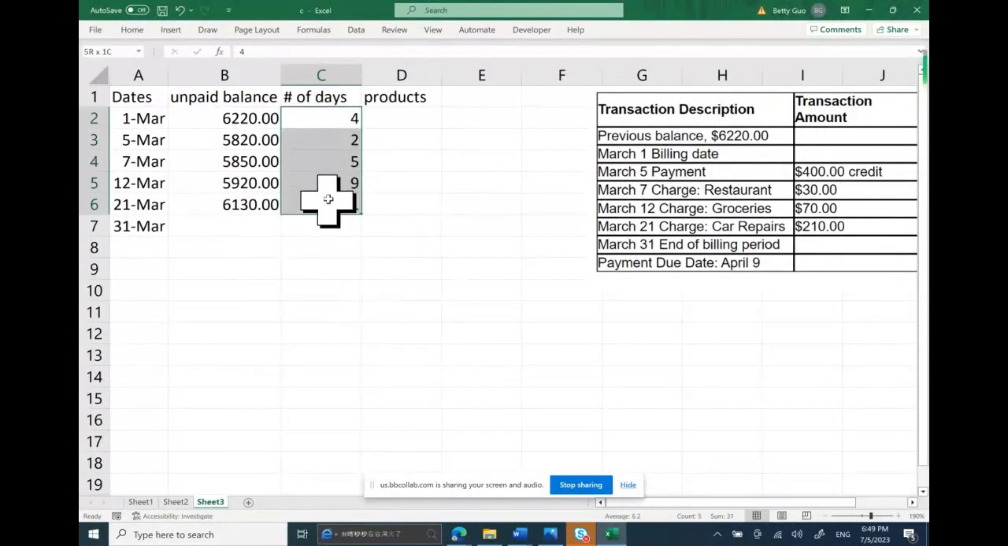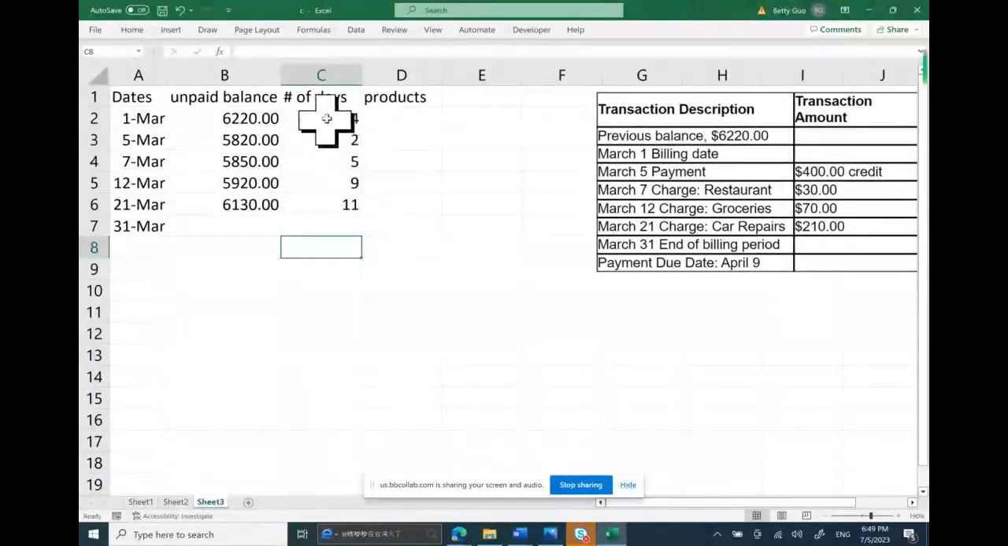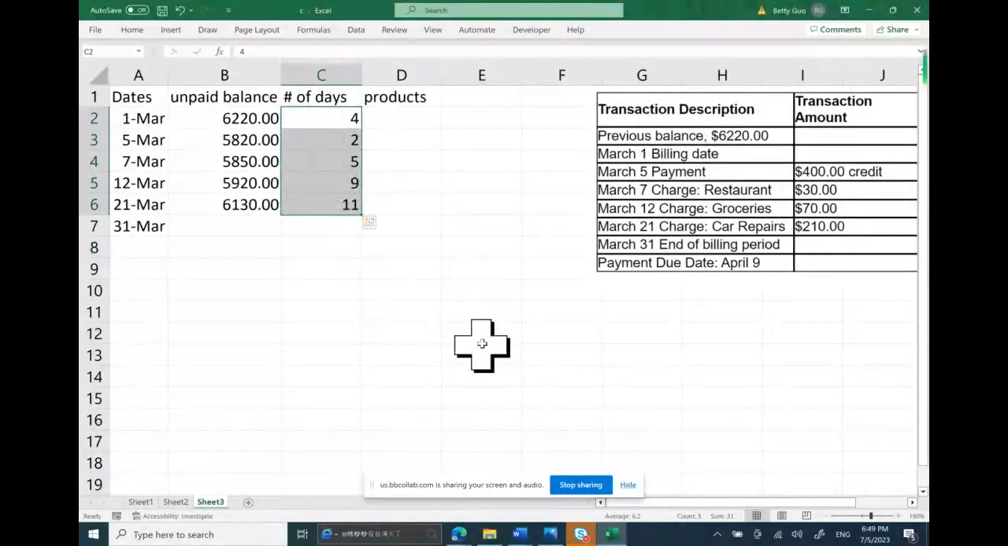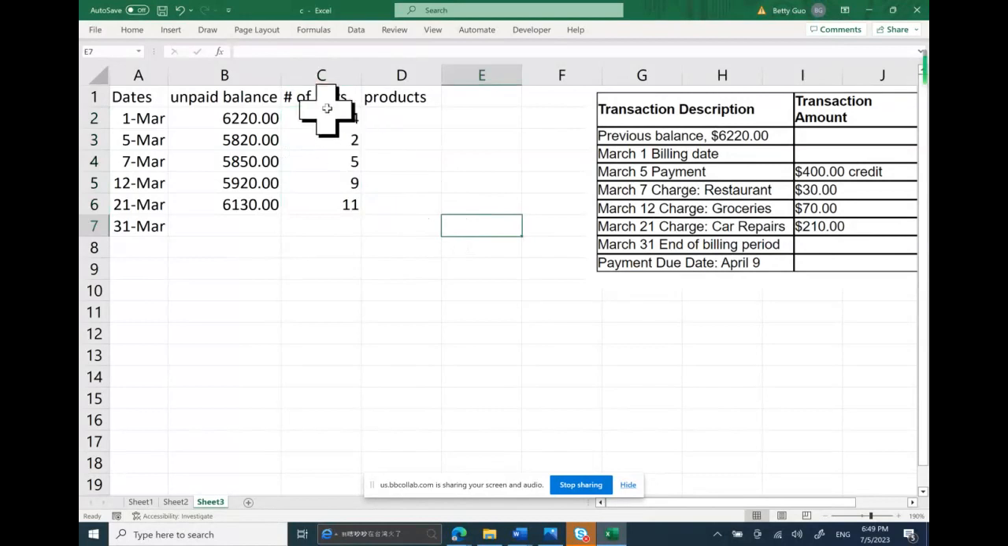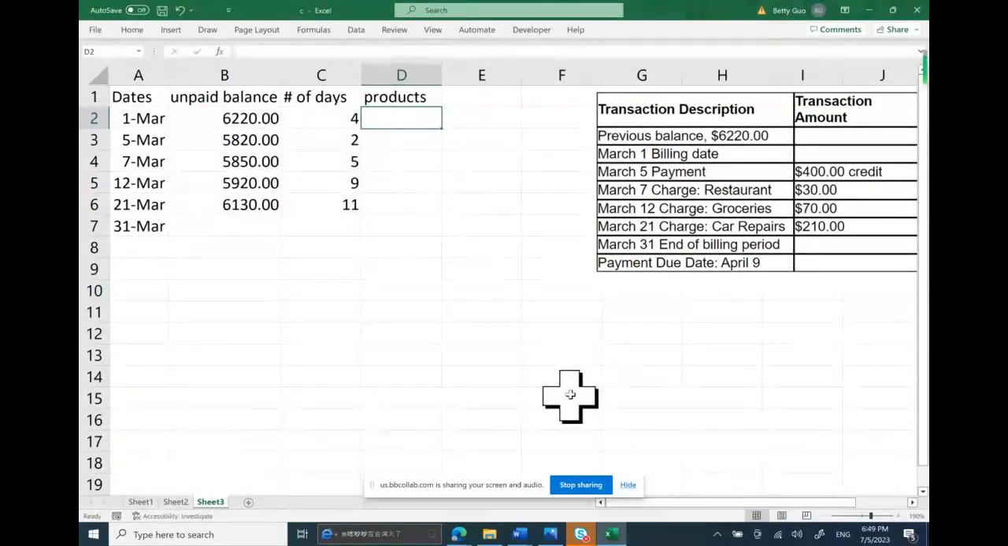Those numbers are supposed to add up to 31. You have to be careful. Those numbers are supposed to add up to the number of days in a month. Yeah, 4 plus 2 is 6 plus 5, 11 plus 9, 20, 20 plus 11, 31, right? If they do not add up to the number of days in a month, something went wrong, so you have to fix it. So far, so good? Yes. So that's the third column.